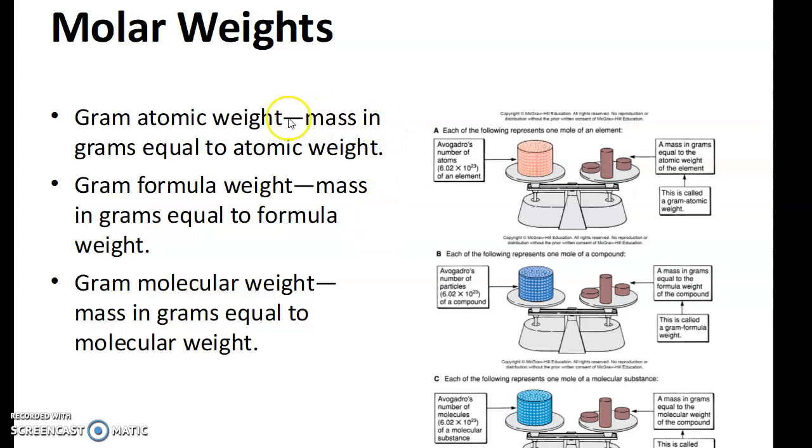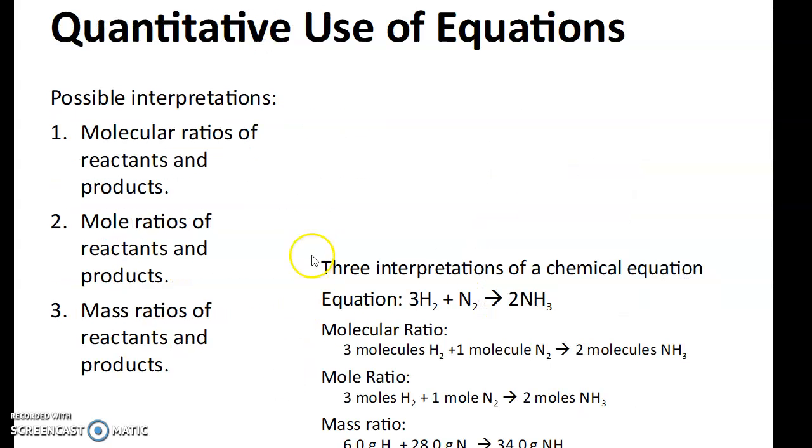Okay, so the gram atomic weight is the mass in grams equal to the atomic weight. The gram formula weight is the mass in grams equal to the formula weight. And the gram molecular weight is the mass in grams equal to the molecular weight. So each one of them is going to have 6.02 times 10 to the 23rd of that species present, okay? So there's lots of ways to use this.